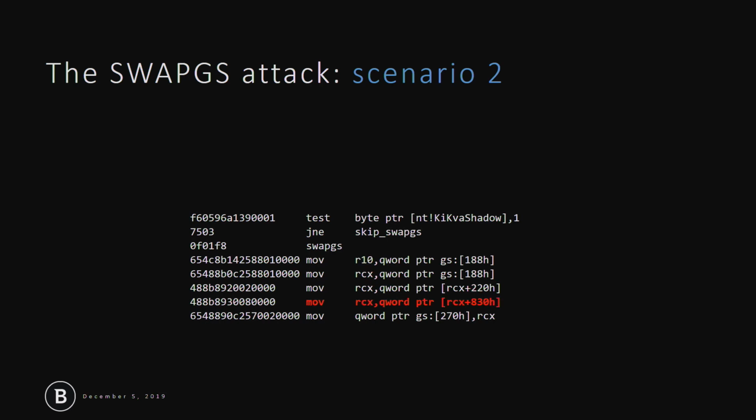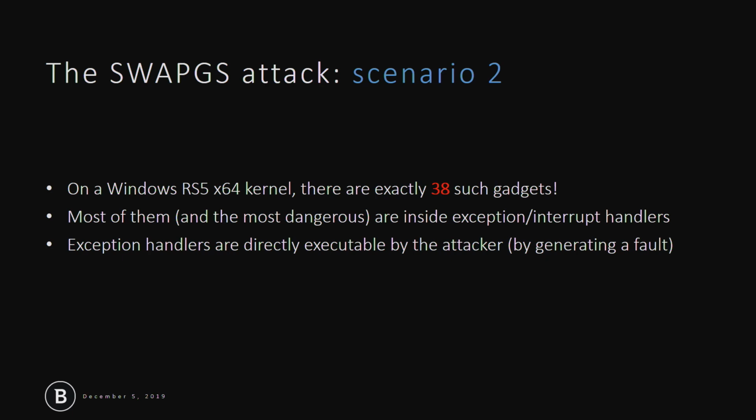Okay, so how many such gadgets are there? Well, before the issue was patched on an RS5 x64 kernel, we counted exactly 38 such gadgets. And most of them lie inside the exception handlers, which are easily executable by simply generating faults inside user space. Like simply triggering a page fault or executing an invalid instruction would eventually lead to the execution of such a gadget.